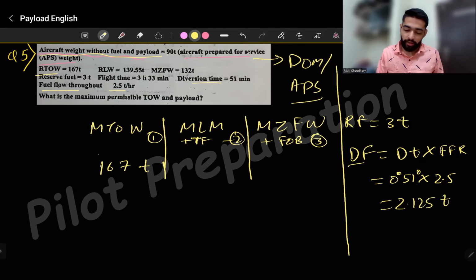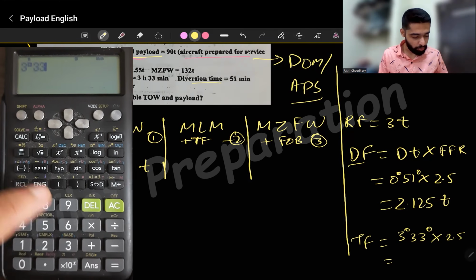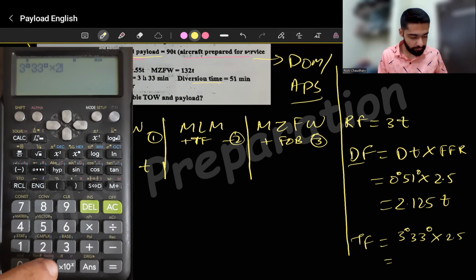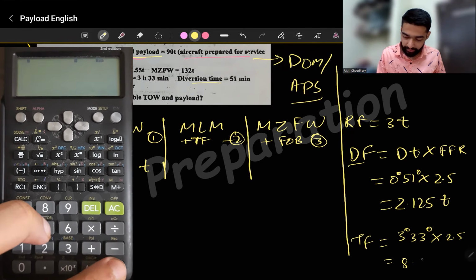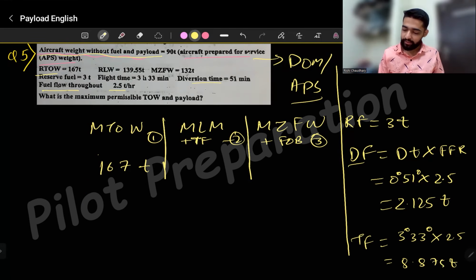And then I have flight time. This flight time will give me what? This will give me trip fuel, because that particular duration is the duration when my fuel got burned, or my trip was on. So trip fuel will come from the flight time. Flight time is 3 hour 33 minute multiplied by 2.5 ton per hour. So this will give me 8.875 ton. So now I have my trip fuel and my FOB also.